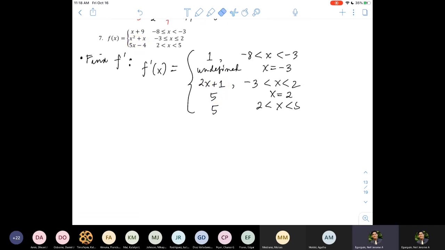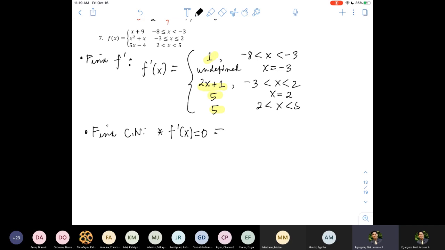Okay, I hope that's clear. Now let's find the critical numbers. The critical numbers first would be when f prime of x is equal to 0. Now we have how many pieces here? We have 1, 2, 3, 4 pieces, but luckily only one of them can be equal to 0.